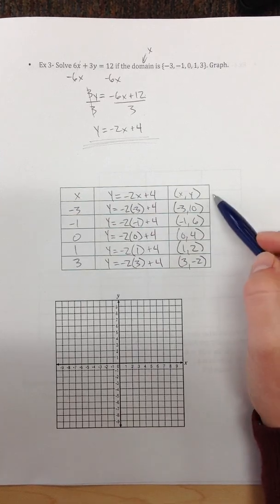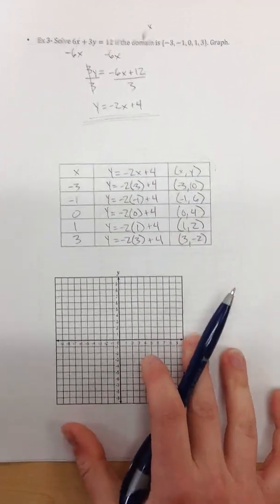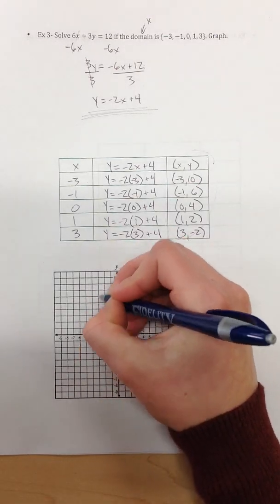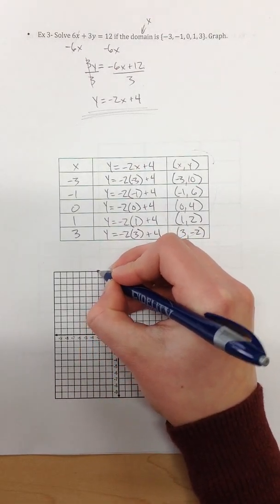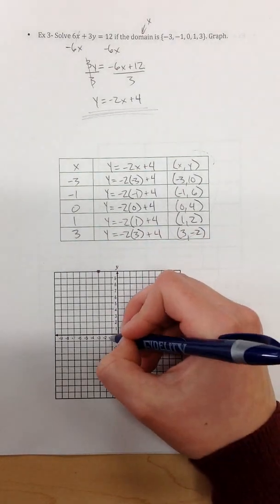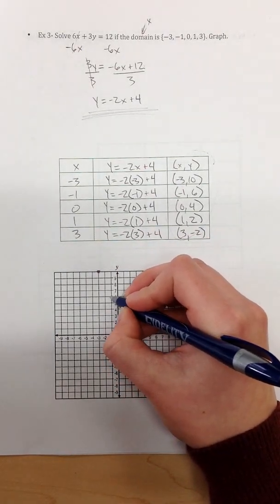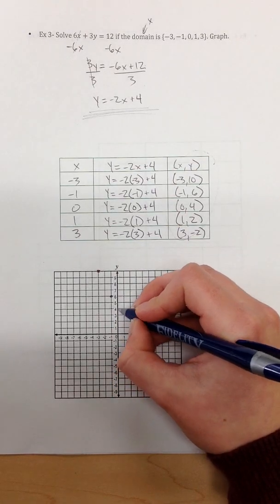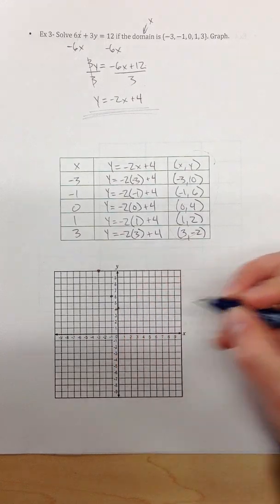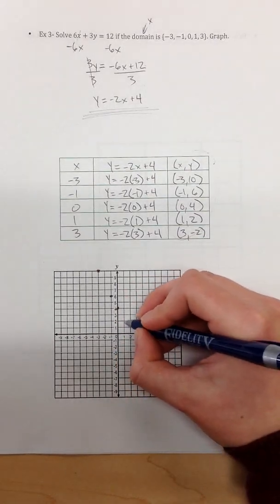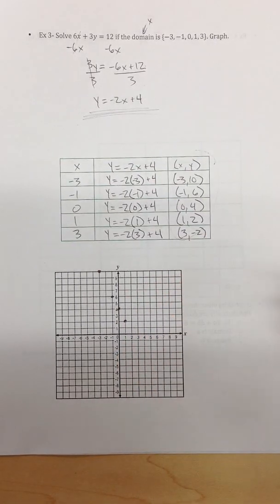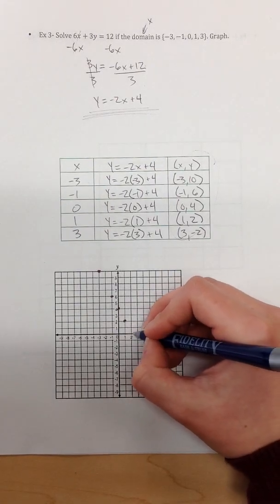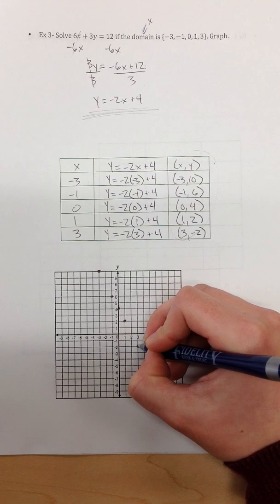Okay, so then I just take those ordered pair values and graph them. So I would have negative 3, 10, so left 3 and up 10. Negative 1, 6, so left 1, up 6. 0, 4, so over 0, up 4. 1, 2, so right 1, up 2. And then 3, negative 2, so right 3 and down 2.